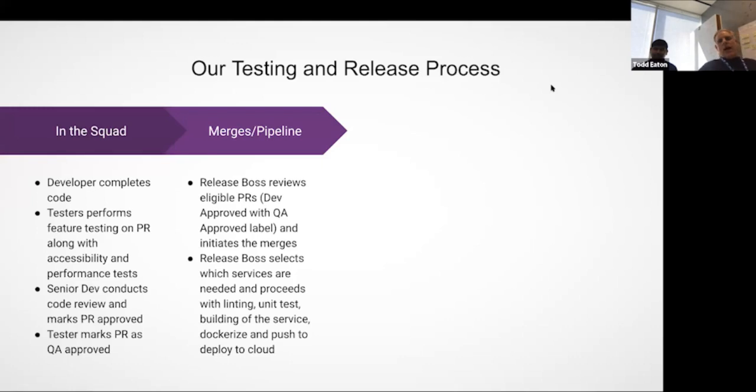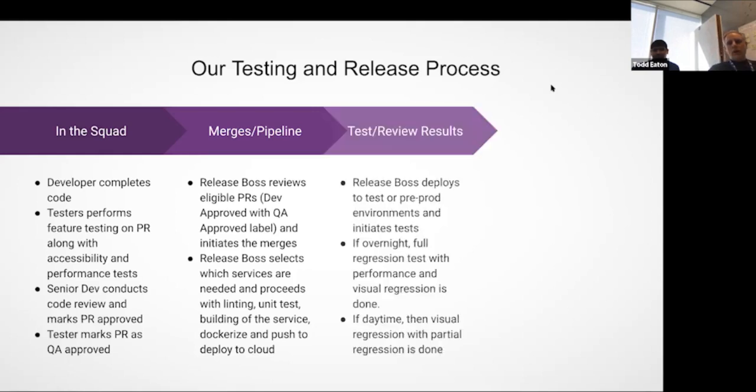So the merge happens, the release boss initiates the merges, selects which services are needed, and proceeds with pushing out and doing the linting, the unit tests, the building of the services, Dockerizing, all those types of things that we have with a Docker Kubernetes app, which is what we are now. After that, the release boss deploys to a test or a pre-prod environment, and then we initiate tests.